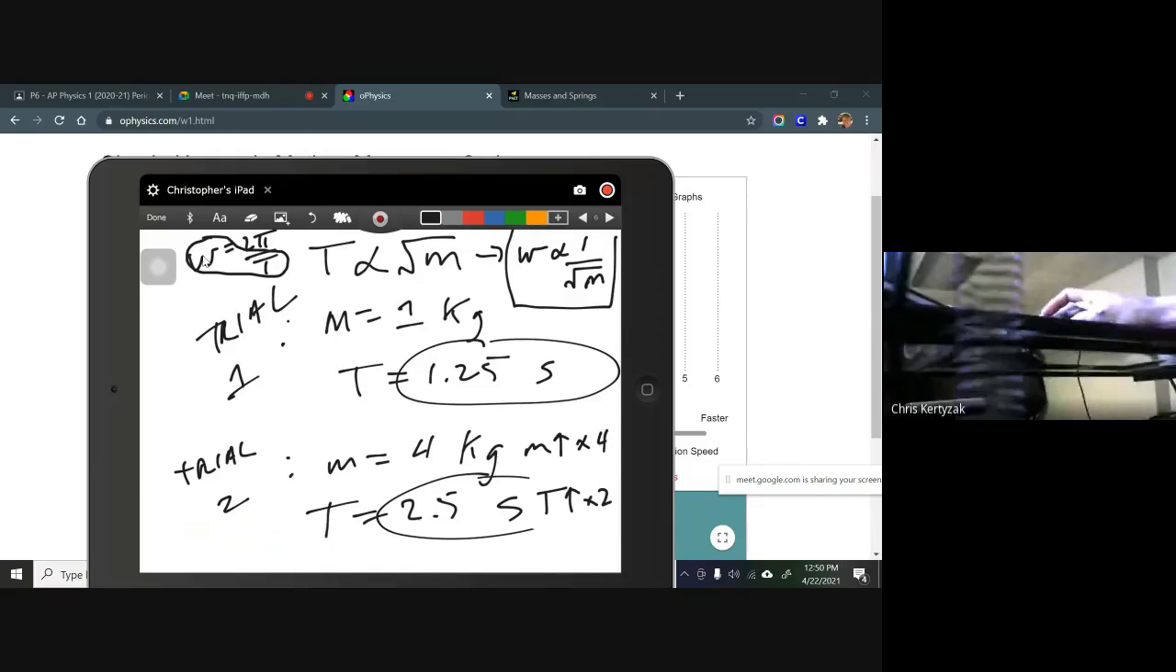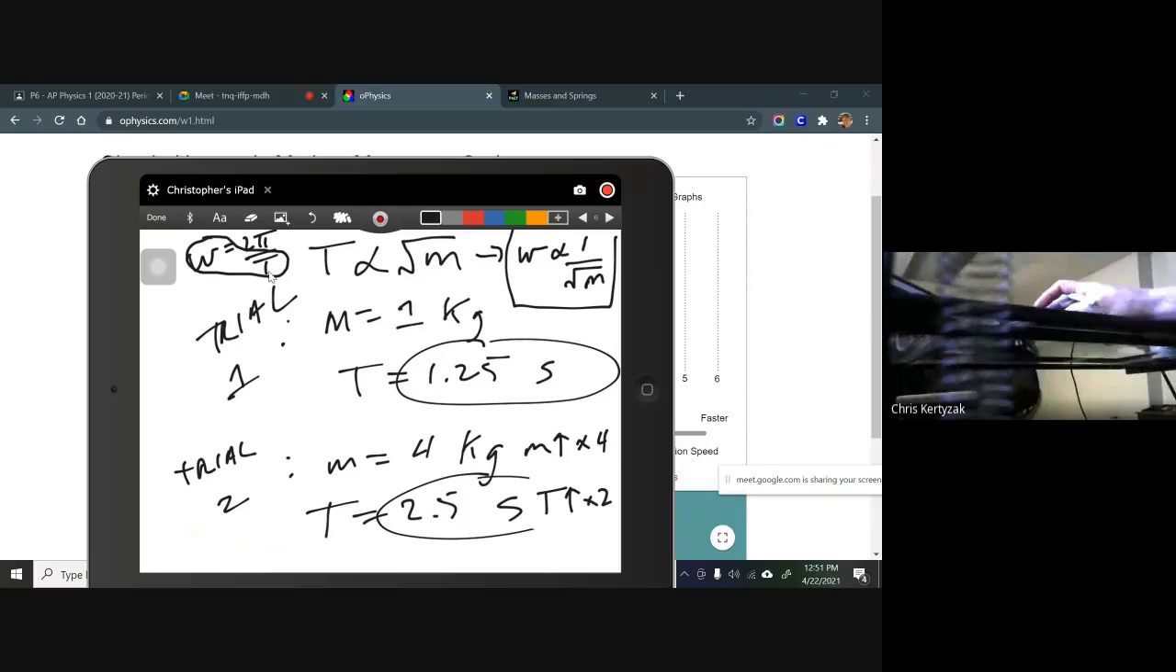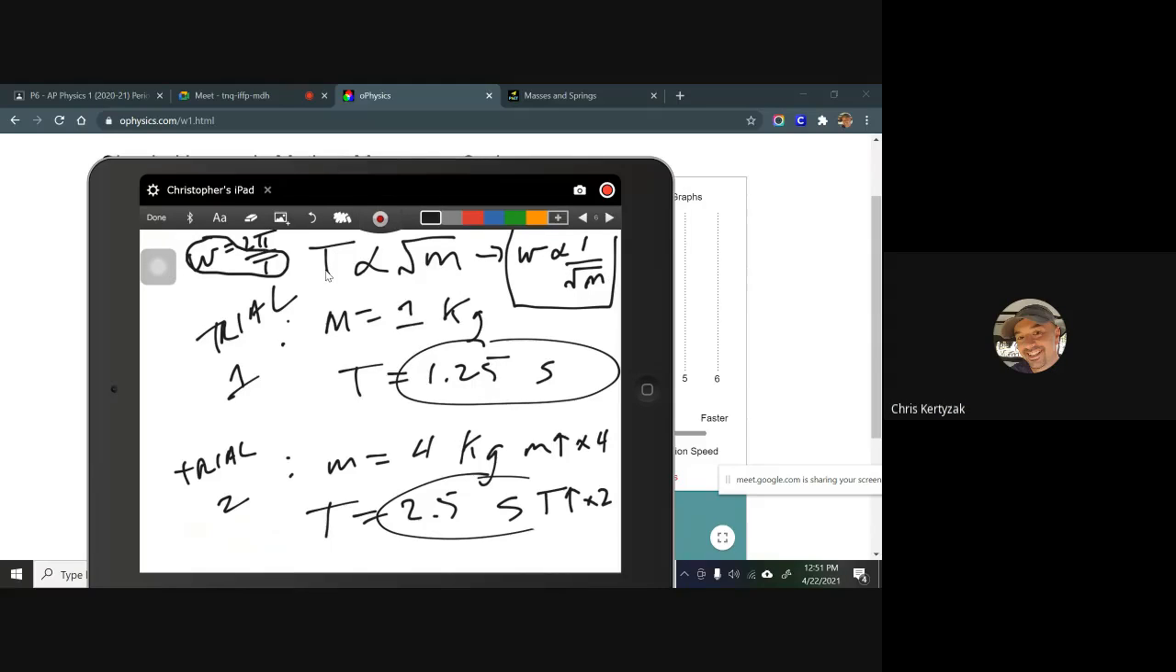Because I can technically take away my T and put 1 over omega here, since there's that inverse relationship that I just highlighted. And then if I reciprocate both sides of this, I get omega is proportional to 1 over a square root of mass. So that's one key thing to know. Omega is inversely proportional to the square root of the mass.